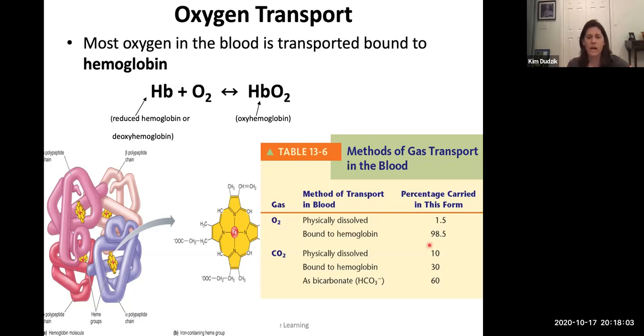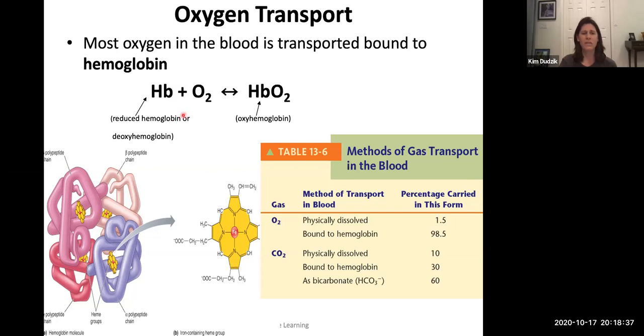So you can see out of all the oxygen that we transport in the blood, 98.5% of it is actually carried in the red blood cell, bound to hemoglobin. Only 1.5% of it is actually dissolved in the plasma. And so what happens is, when hemoglobin has no oxygen, we call that reduced hemoglobin, or sometimes it's called deoxyhemoglobin.